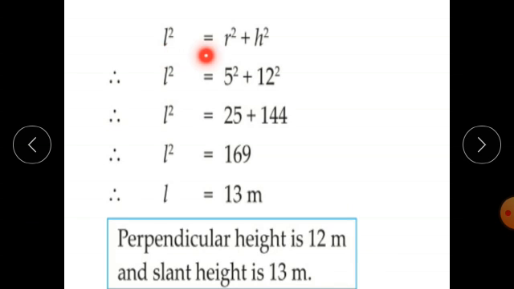We know l square equals r square plus h square, where l is slant height. So l square equals 5 square plus 12 square. So l square equals 25 plus 144, which is 169. So l equals square root of 169, which is 13 meters. Therefore perpendicular height is 12 meters and slant height is 13 meters.